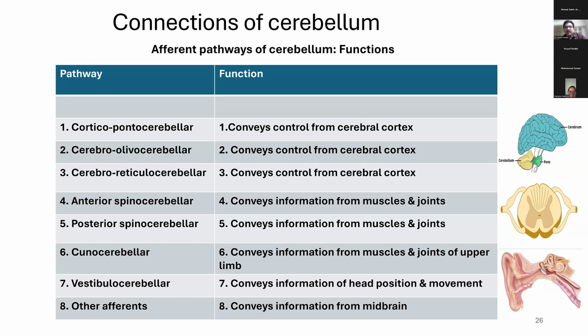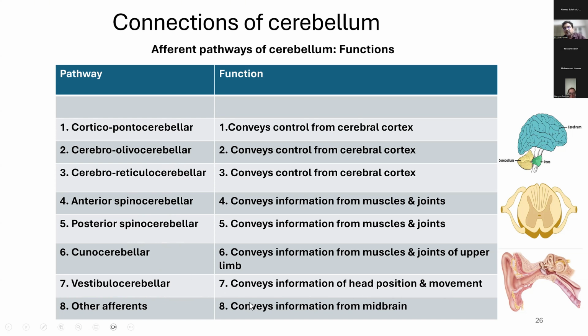The seventh one is the vestibulocerebellar. As we have seen the vestibular apparatus here, it conveys information on head position and movement. This portion is responsible for maintaining posture and equilibrium in connection with all the other pathways. So the upper three are coming from the higher surface, the cerebral cortex. These three are coming from the spinal cord, and this one is coming from the vestibular portion, and it is conveying information regarding head position and movement.